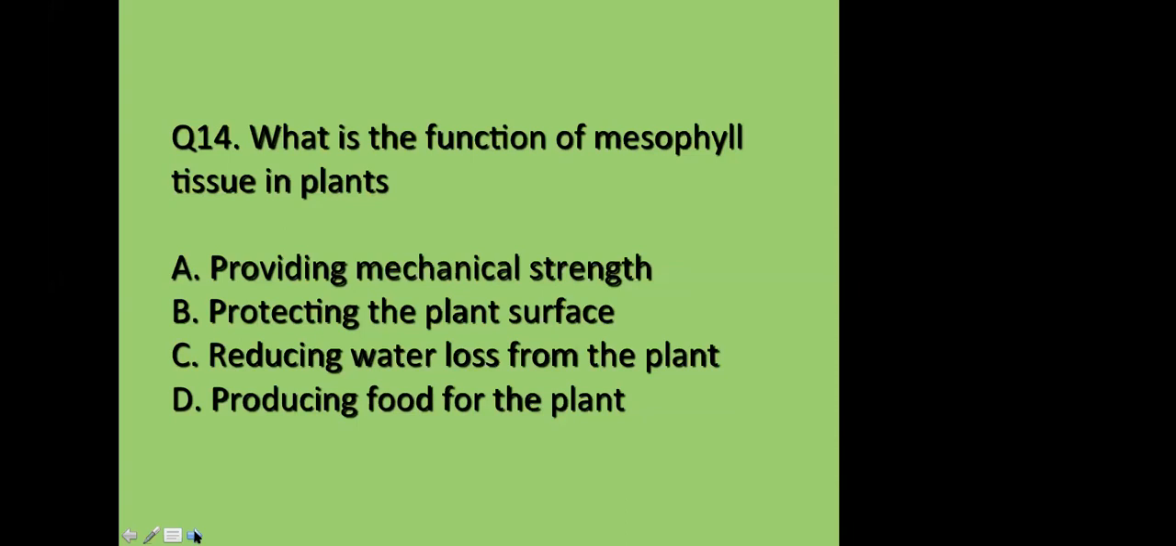Because the mesophyll tissue. Yes, it is a. Miss, can I answer? Yes, please. Yes, Kirubel, answer. Mesophyll tissue contains a large amount of chloroplast. Yes. Very good. So when sunlight hits it, it produces food for the plant. Yes, very good. Your answer is absolutely right.